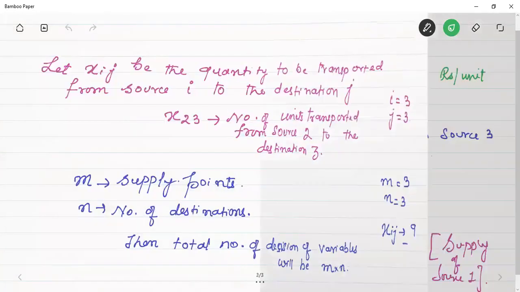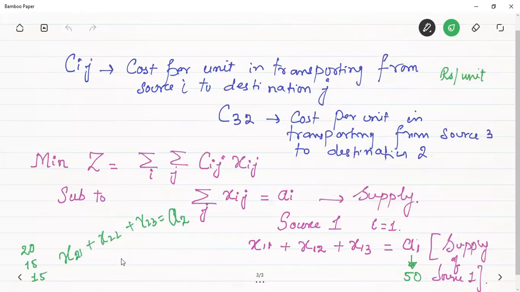And this is the constraint for the source 3. Source 3 के लिए अगर हम लिखेंगे, it will be इतने number of units from 3 to 1, इतने number of units from 3 to 2, this much number of units from 3 to 3. It should be equal to the supply of the source 3.